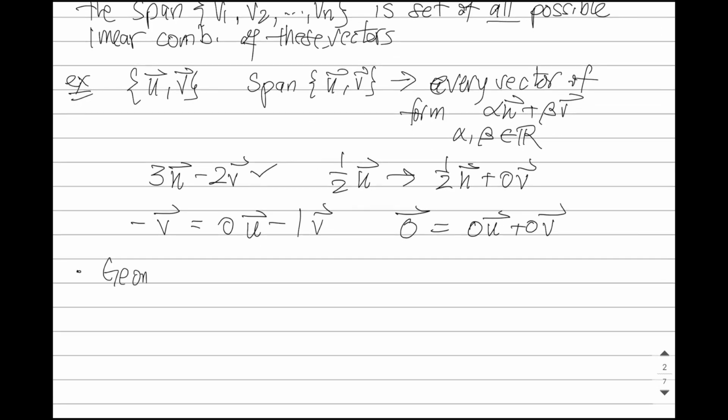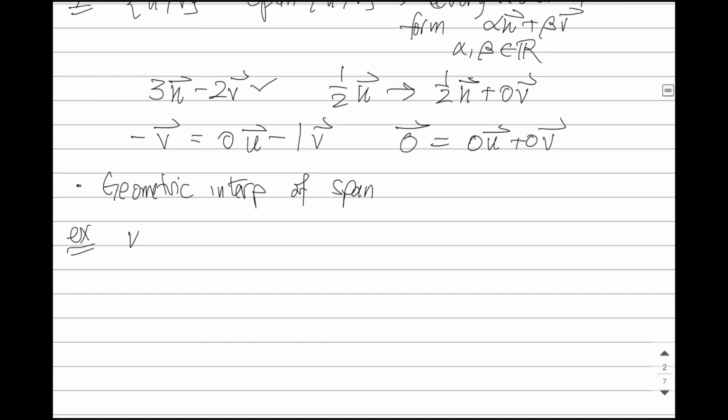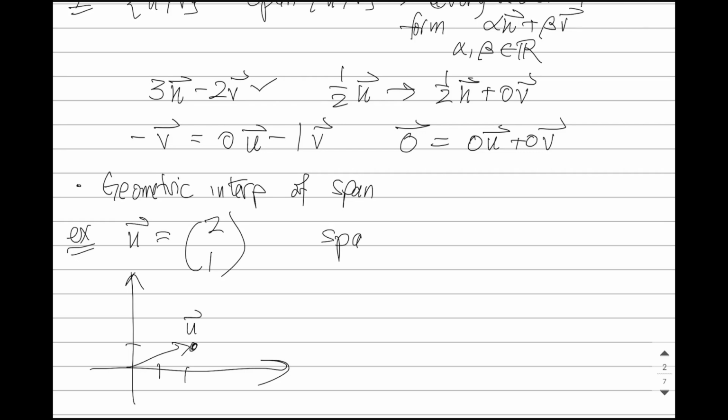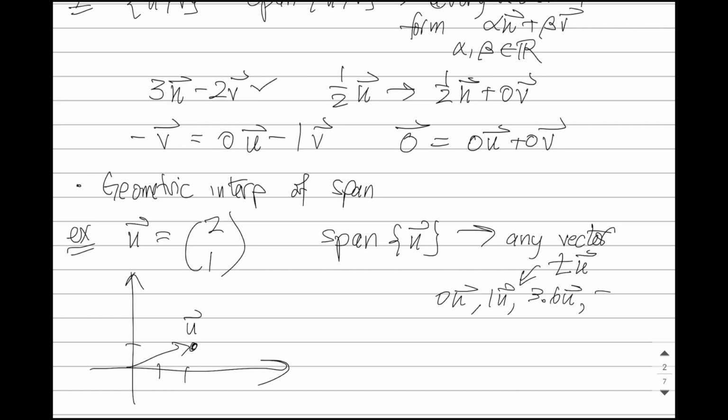We are going to talk about the geometric interpretation of span. So if I give you a vector and that vector is non-zero, so if I give you a vector (2, 1), this is a dot or an arrow, however you'd like to think about it. And there's our vector there. If I ask you to describe the span of u, it's any vector that looks like this, t times u. Those vectors could be 0 bunches of u, or 1 bunch of u, or 3.6 bunches of u, or -7 bunches of u, etc.